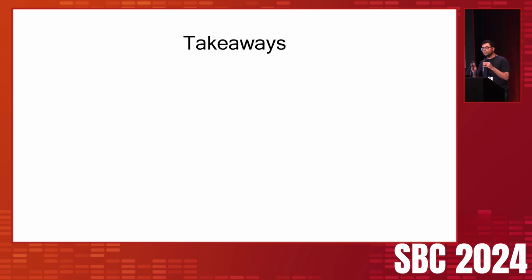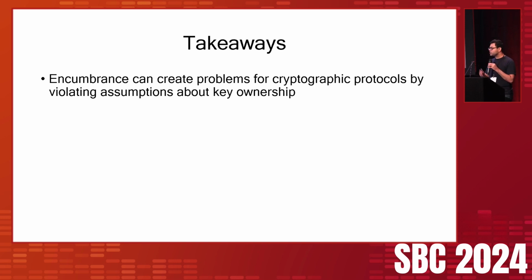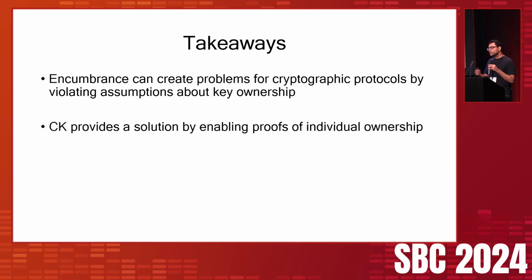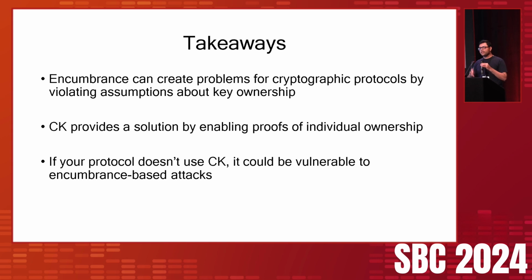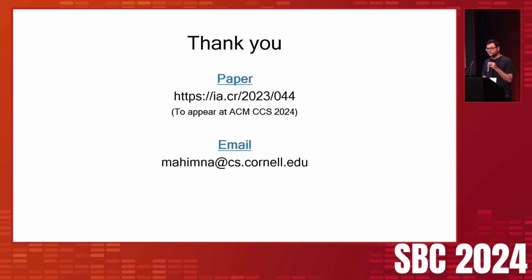So I'll leave you with a couple takeaways from the talk. To summarize, our paper shows that encumbrance can create problems for a lot of these cryptographic protocols by violating assumptions about what it means to own a key. And our notion of complete knowledge provides a solution by enabling proofs of individual ownership. The takeaway, in one sentence, is that if your protocol doesn't use CK, it could be vulnerable to a slew of these encumbrance-based attacks. And I'll leave it at that. I'm happy to take any questions.